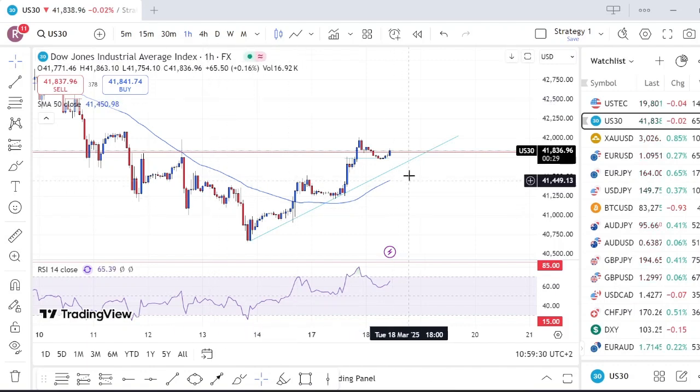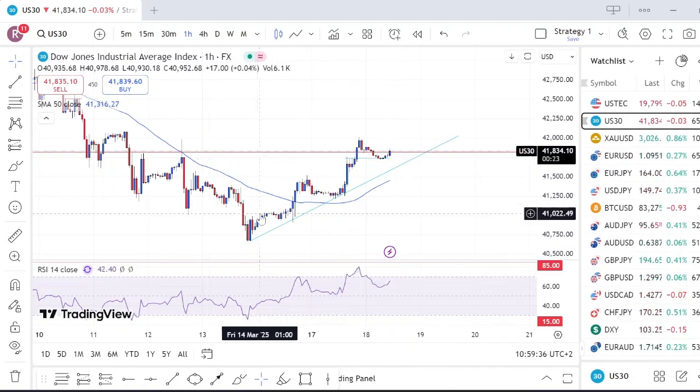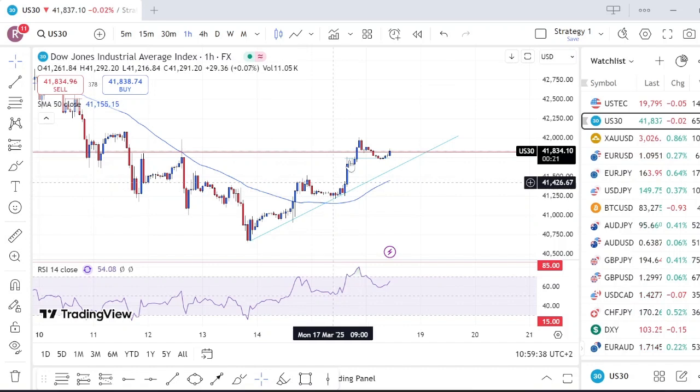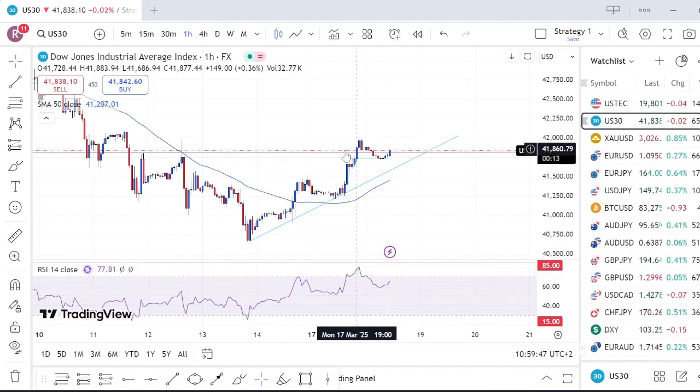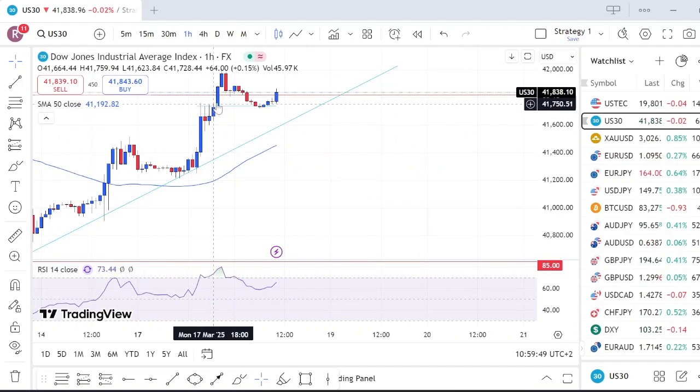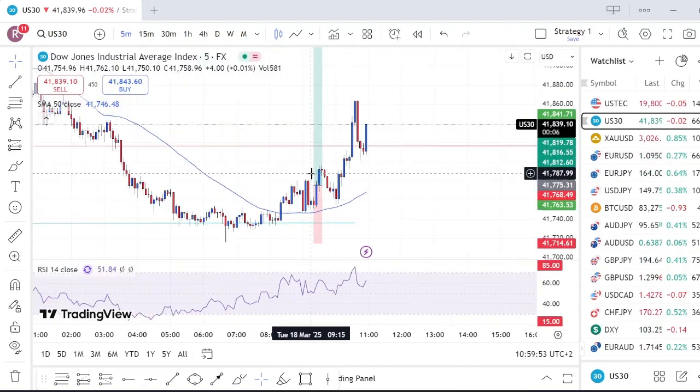Moving on to the 1 hour, you can see lots of higher lows, higher highs being created in line with the bullish trend. We're seeing that price has broken above the moving average and is trading above it, and that RSI is currently trading between 50 and 70. So 3 signs of bullish confluences, followed by that break and retest level, which has been tested. We go on to the 5 minute.